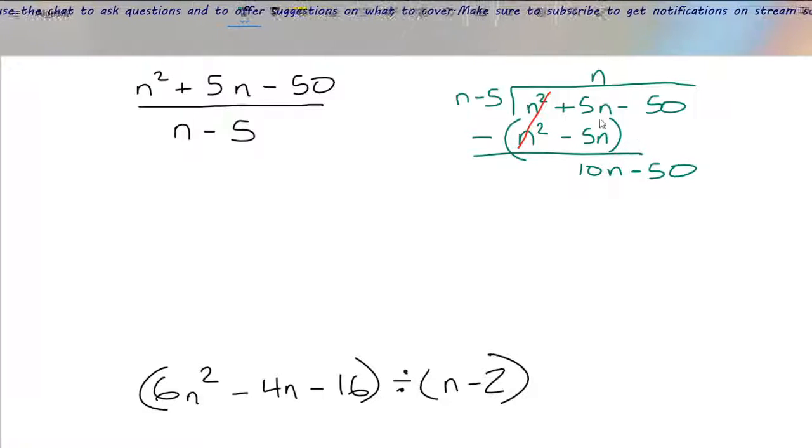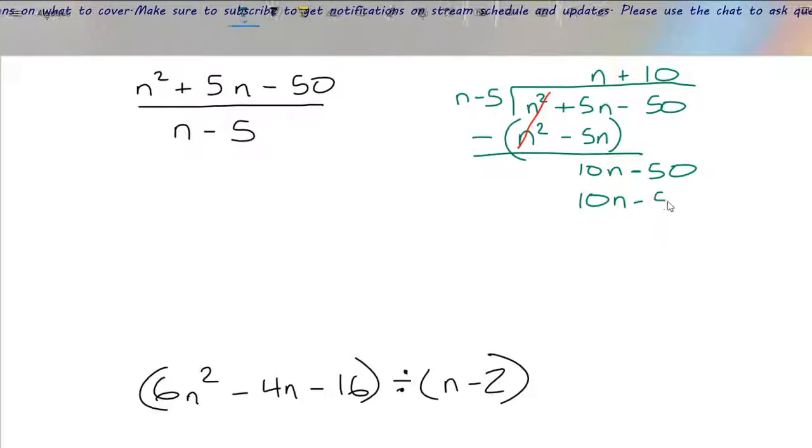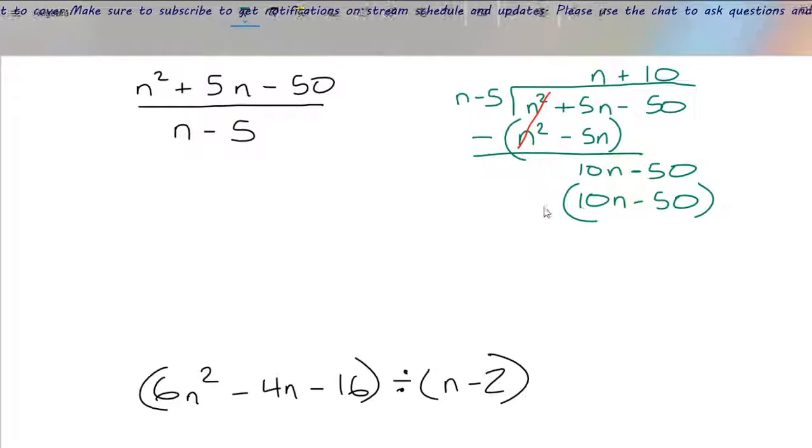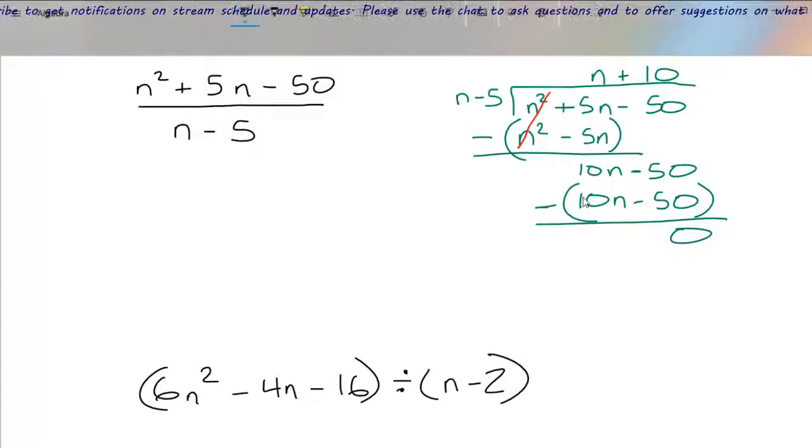And then we need to ask again, what do we need to multiply n by to get to 10n? Well, we're going to multiply that by positive 10. So 10 times n is going to be 10n. 10 times negative 5 is going to be negative 50. And then we're going to subtract that away. So if I take this polynomial and I subtract the exact same thing away from it, it's just going to cancel out. So we're not going to have anything left because 10n minus 10n is 0. Negative 50 minus negative 50, so positive 50 minus 50 would give us 0. So we don't have a remainder. So then my answer would be just n plus 10.